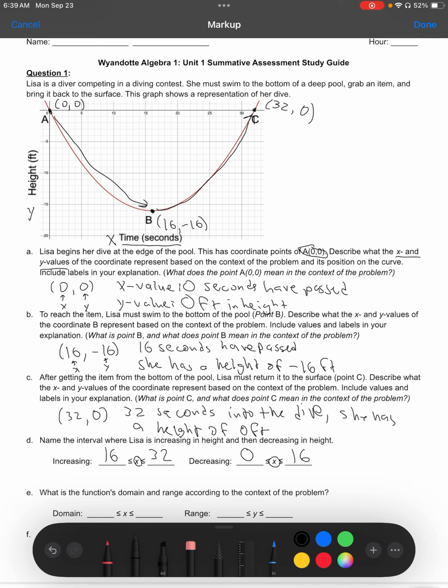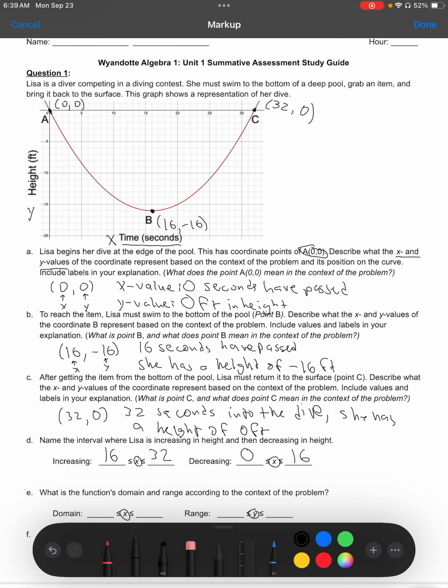Okay, next we are looking at the function's domain and range. If you notice, for the domain, we're looking at the x values. For the range, we're looking at the y values. So the domain is where the x values start and end from left to right. So the furthest to the left that we go, and then the furthest to the right that we go.